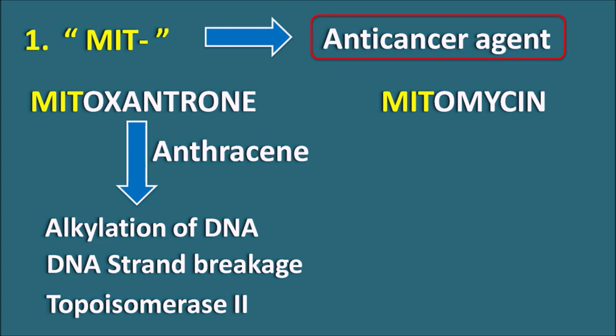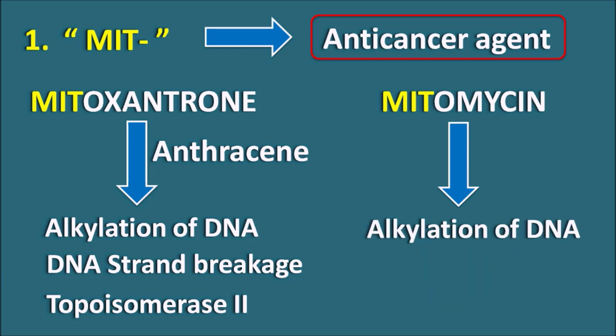Similarly, another drug is mitomycin. Mitomycin is a bifunctional alkylating agent. Again, it produces alkylation of the DNA, resulting in cross-linkage within the DNA strands, and it can also produce DNA damage by generation of free radicals. So, these are the two drugs which have the prefix MIT, which indicates that they are anti-cancer agents.